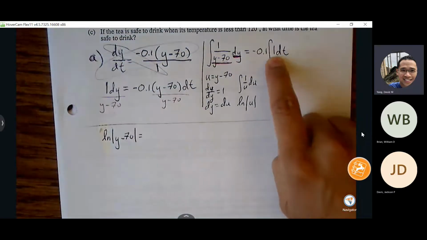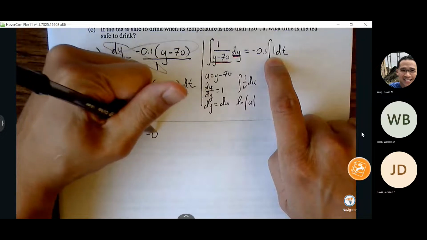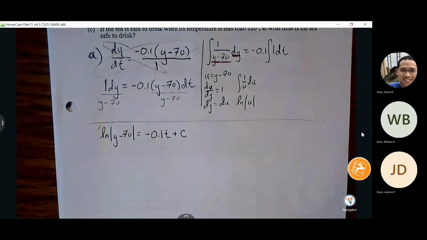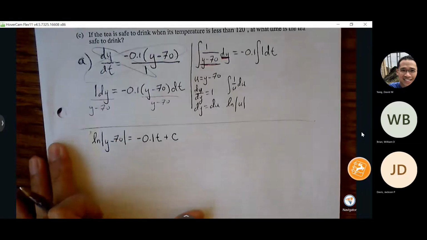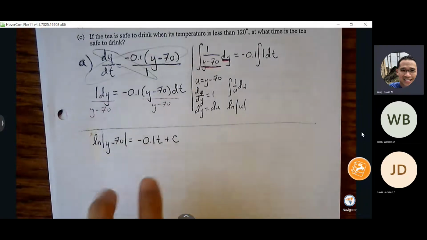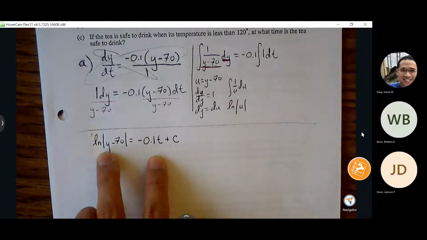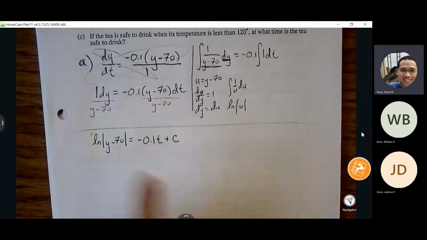Power rule here. You know the negative 0.1 is going to stay. The integral of 1 becomes t. All right, so the calculus is completed. We now have 2 more things to do. We got to solve for c, and we have to get that y by itself.